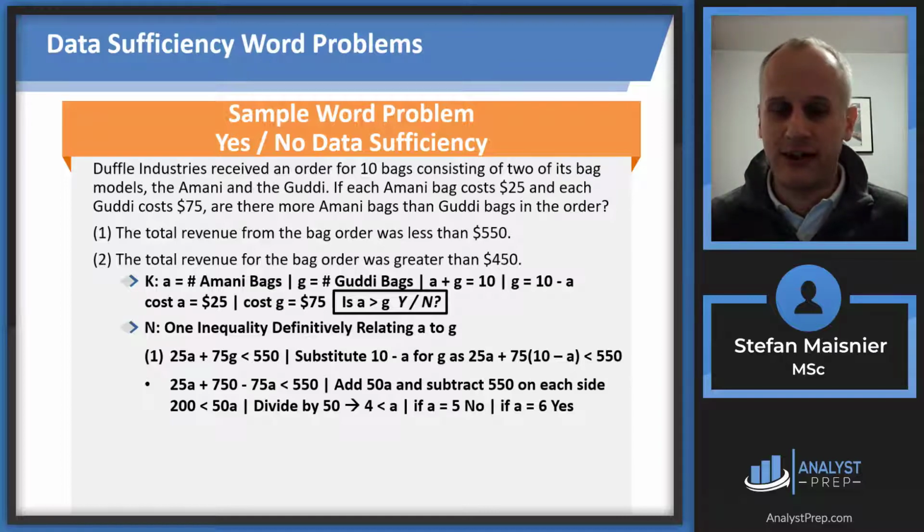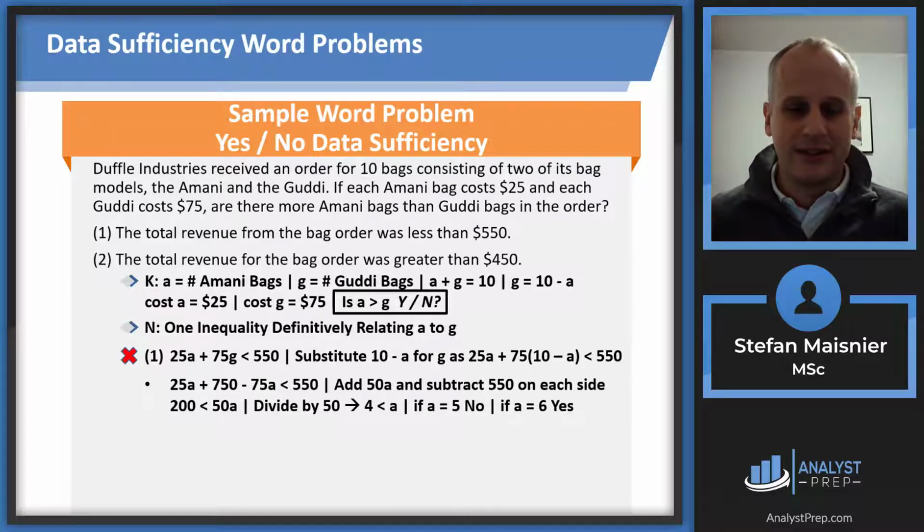Because A is only greater than 4, A could equal 5, in which case, no, there are not more Amani bags than Goodies in the order, but A could also equal 6, which would be a yes, there are more Amani bags than Goody bags in the order. So since we've got both an outcome of yes and an outcome of no, this condition is not sufficient, and our options will once again be B, C, or E.